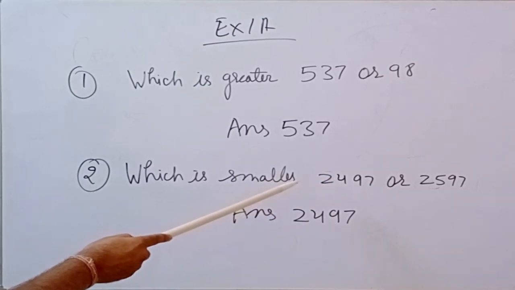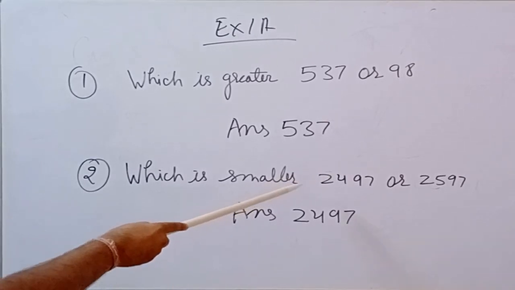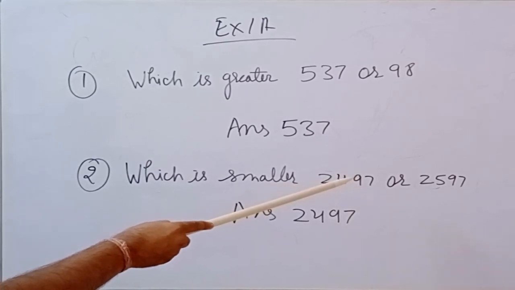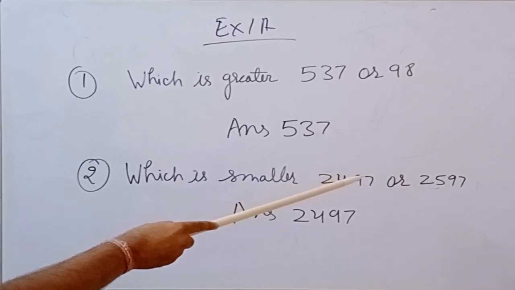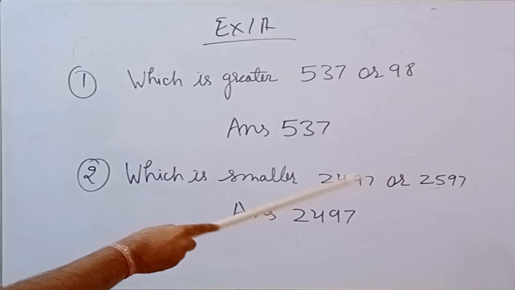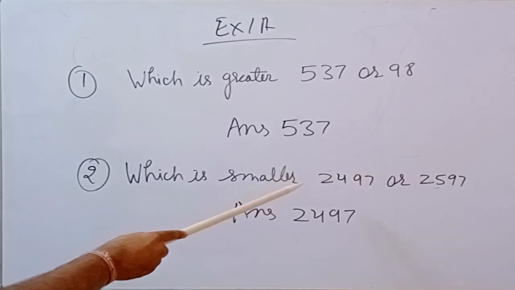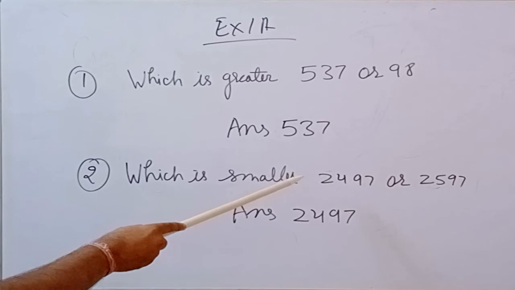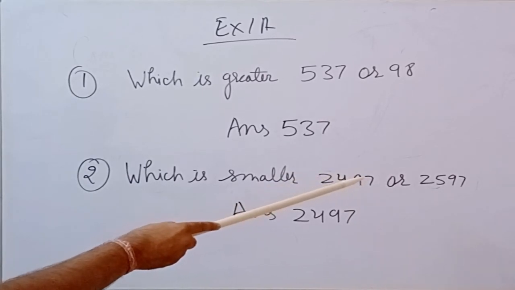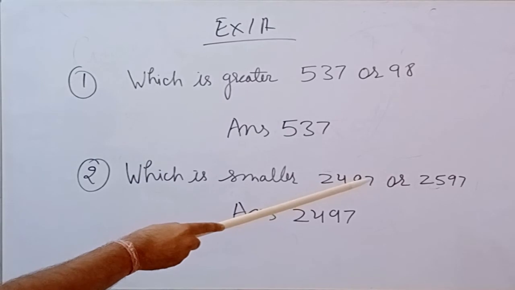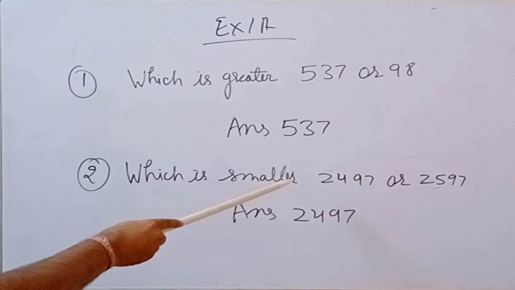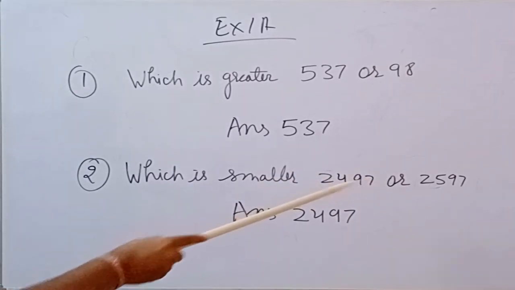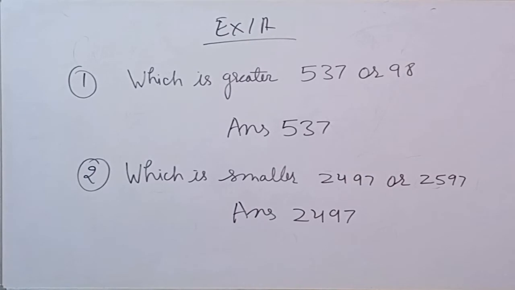But the second digit in these two numbers, here we have 24 and here we have 25. So the second digit of the first number is 4 and the second digit of 2597 is 5, as the first digits are the same. So we will see the second digit. Which is greater? 5 is greater than 4. So that means 2497 is lesser than 2597. So your answer is 2497.